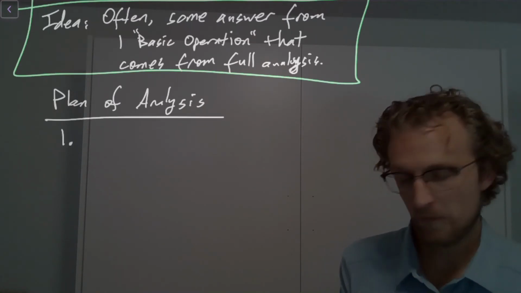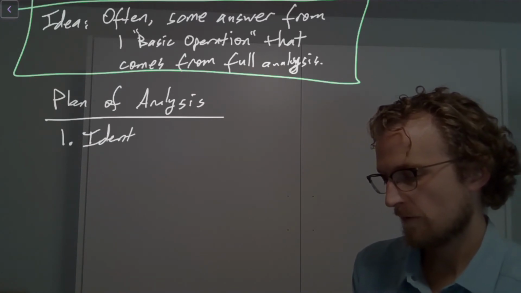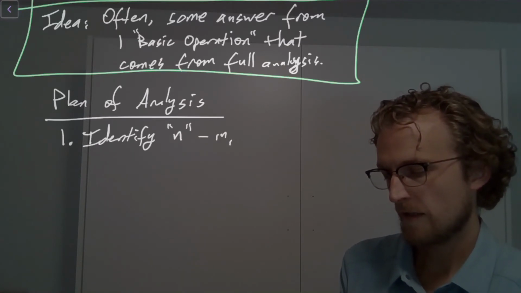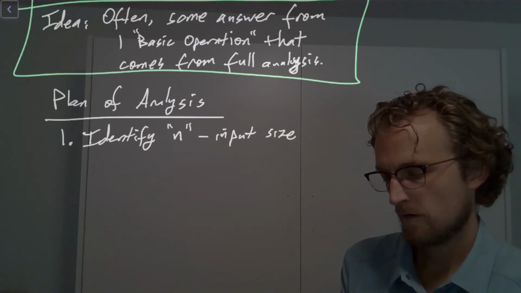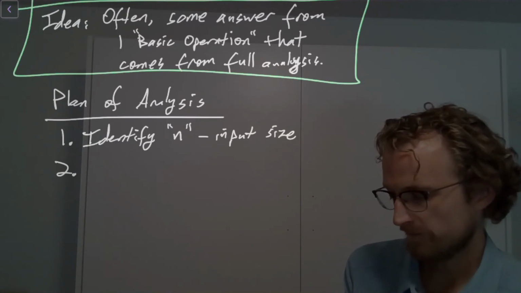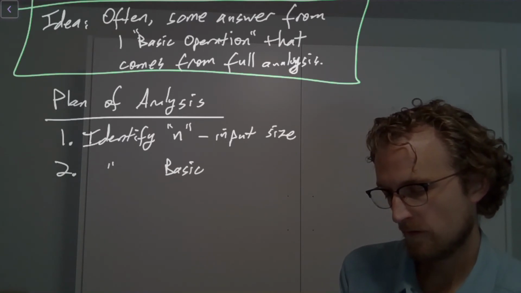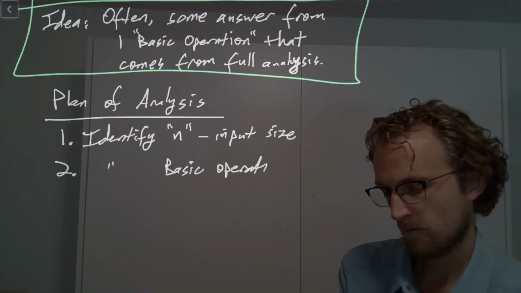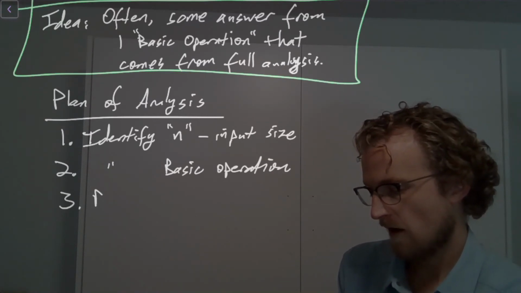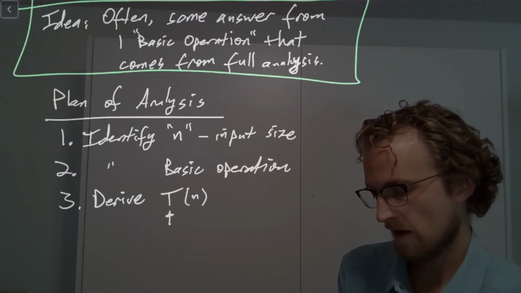First, we want to identify the input size. So we want to come up with an expression for the input size, and I'm just going to call this n. Identify n, the input size. Two, we want to identify the basic operation. Identify the basic operation. And then three, proceed with the analysis. So three, derive T of n, where T is the running time.